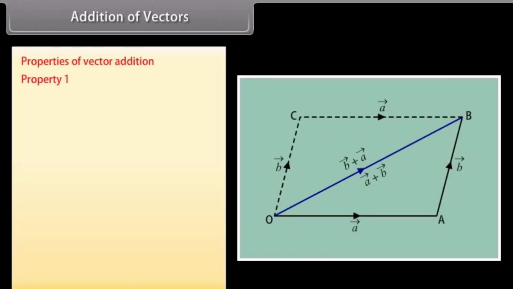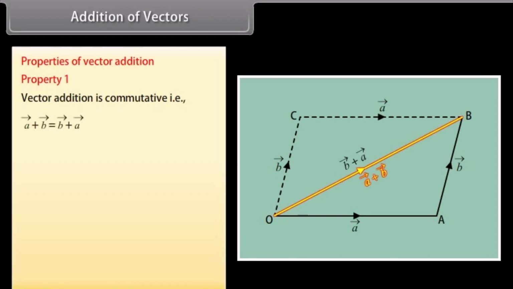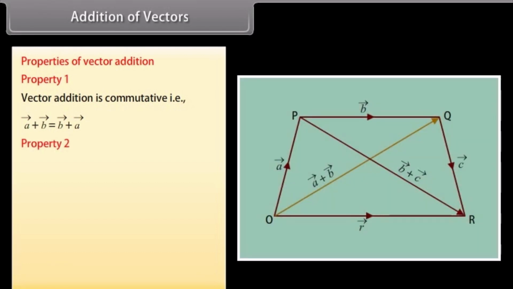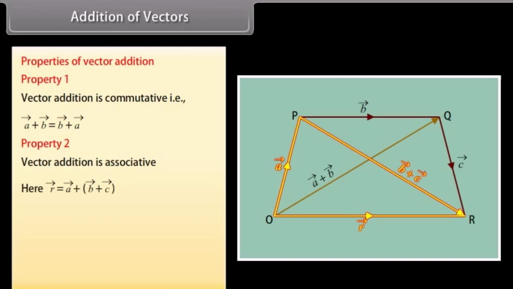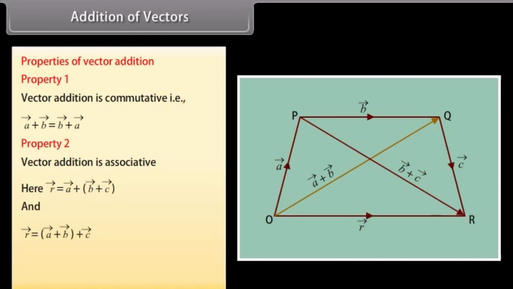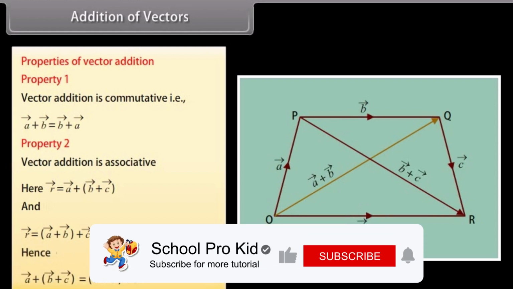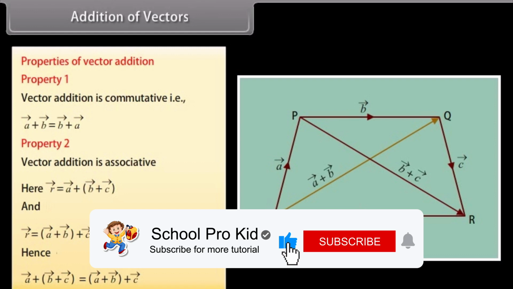Addition of vectors. Properties of vector addition. Property 1. Vector addition is commutative. That is, vector A plus vector B equals vector B plus vector A. Property 2. Vector addition is associative. Here vector R is equal to vector A plus (vector B plus vector C), and vector R is also equal to (vector A plus vector B) plus vector C. Hence, vector A plus (vector B plus vector C) is equal to (vector A plus vector B) plus vector C.